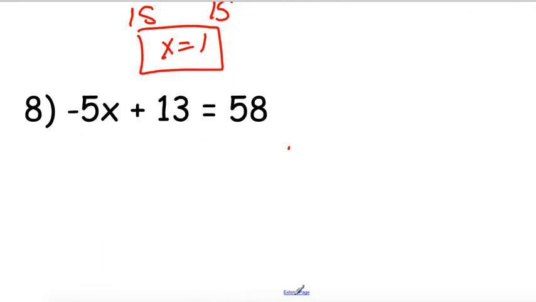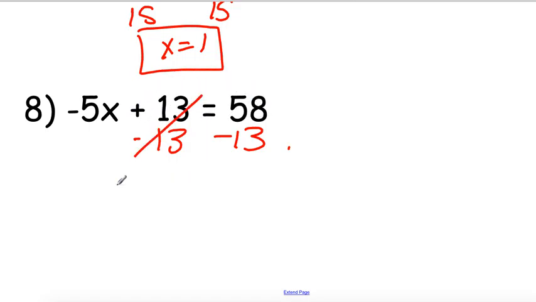Now our last example, we have negative 5x plus 13 equaling 58. So what I want to do here is I don't need to combine any like terms, but you'll see that we run into a little bit of a problem once we get to the division portion. But first I'm going to subtract by 13 on both sides, because I want to get rid of the 13 on this side. My key thing is I want to make sure that my x's and my integers are on opposite sides of the equal sign.